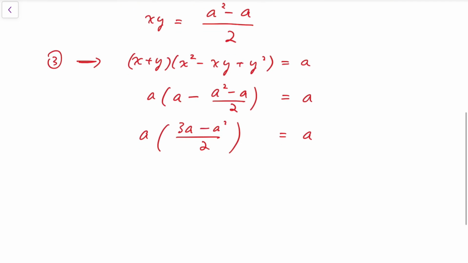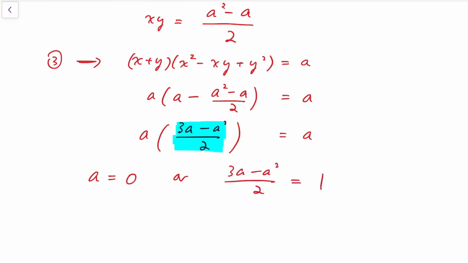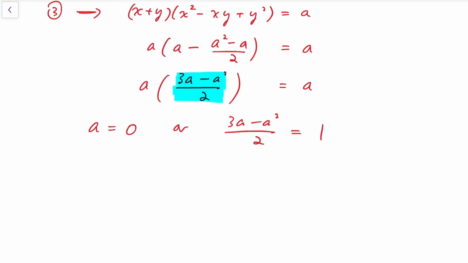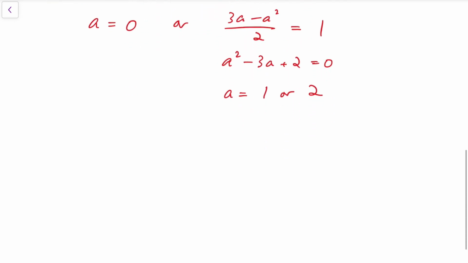Now at this point, either we have a equals 0, or we have the thing inside the bracket, this fraction, equal to 1. 3a minus a squared all divided by 2 equals 1. Then we can solve the quadratic equation for a. We have a squared minus 3a plus 2 equals 0. That means a equals either 1 or 2. Now we've obtained three possible cases for the value of a, and that's 0, 1, or 2.